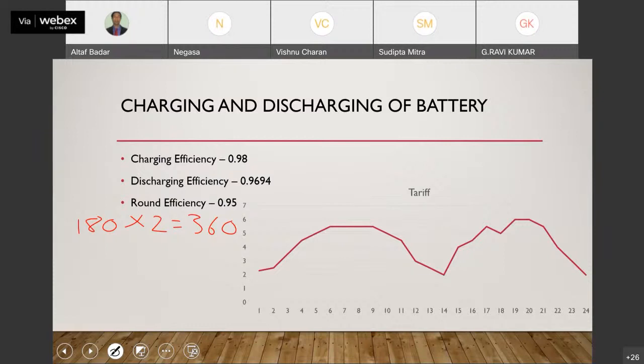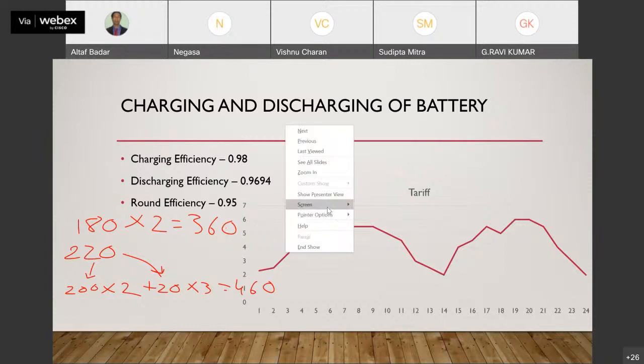Suppose I have used 220 units. Now what happens is that for the first 200 units, I'll have to pay 200 into 2. And for the next 20 units, I'll have to pay 20 into, let us say the next block is 3 rupees. So this is the cost that is equal to 460. So if you see here, the change is a little bit more. And I'll just go to one more last example here.